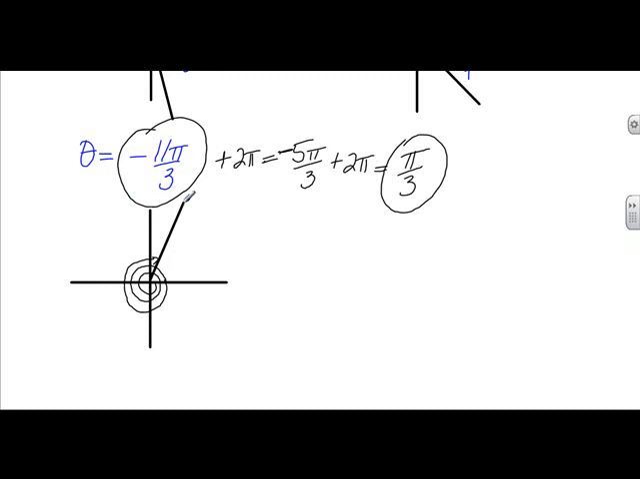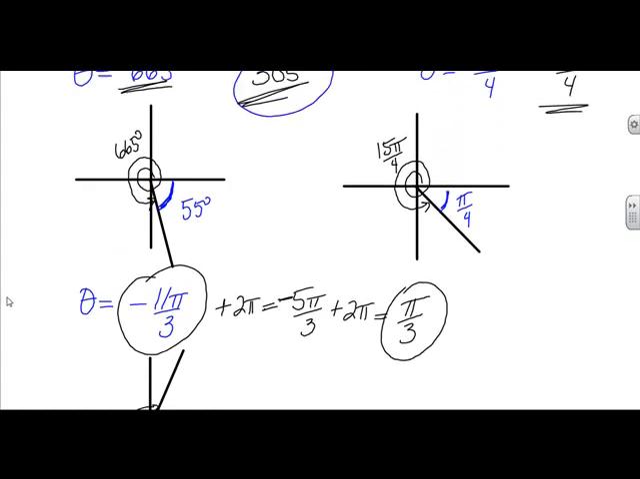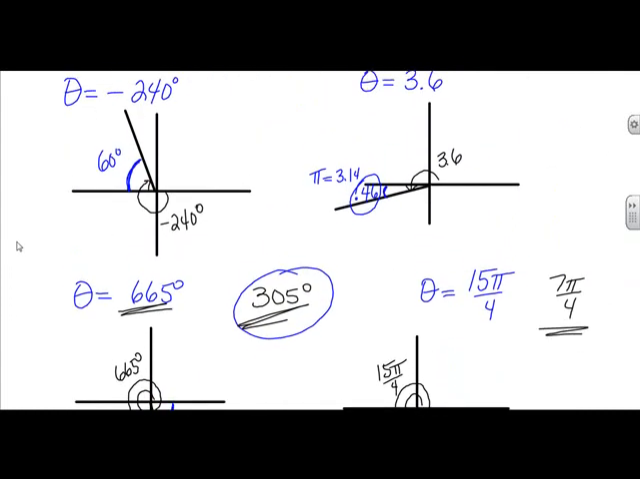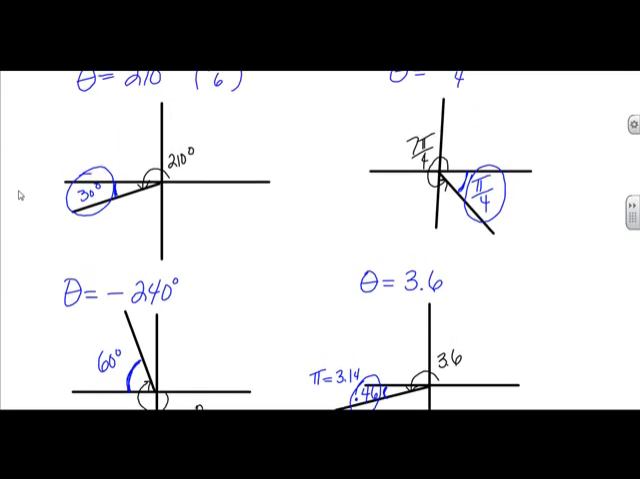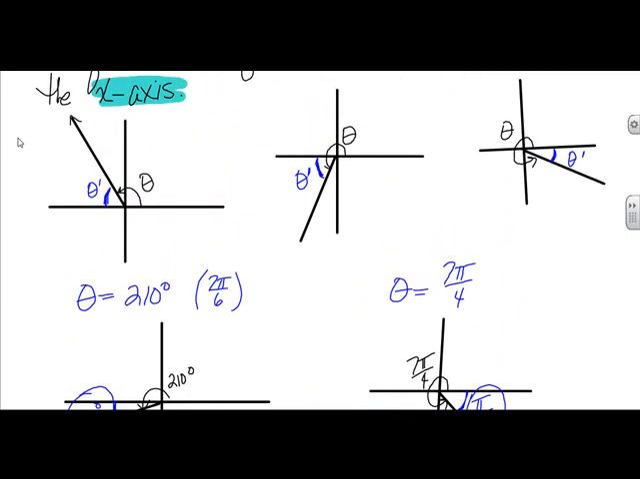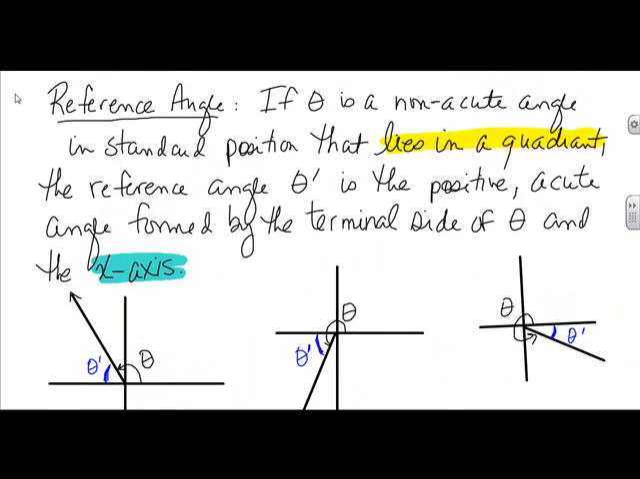Fourth quadrant, second, third quadrant, third, fourth quadrant, second quadrant. This is the first time we've had an angle that's in the first quadrant. And I go back and I want to make sure that I can work with the reference angle. Angle theta has to be a non-acute angle in standard position, which we have, and it lies in a quadrant, which this does.